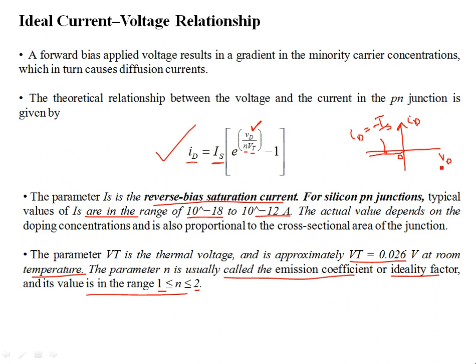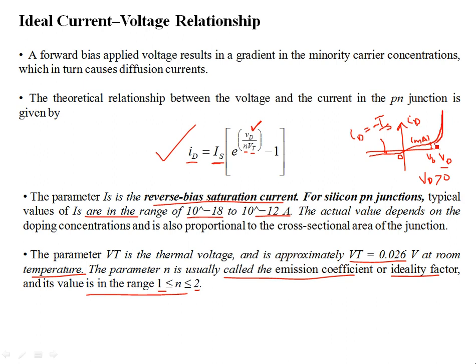It's only when you apply VD in this region, which is greater than 0. For a positive VD, you start having some respectable current across the junction due to the diffusion of carriers, and this could be respectable up to the order of milliamps, up until it reaches the barrier potential. After the barrier potential, let's say VB, the current is going to rise exponentially.